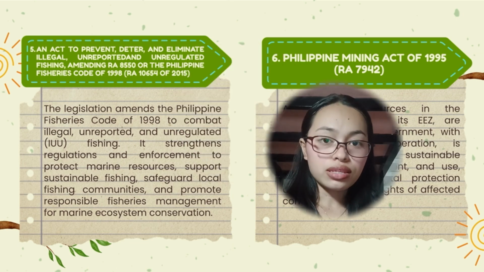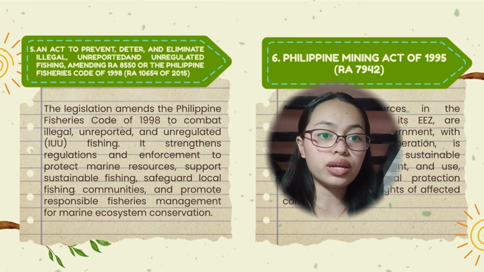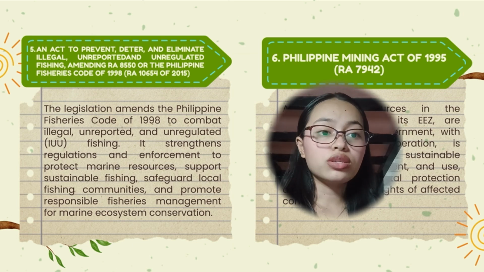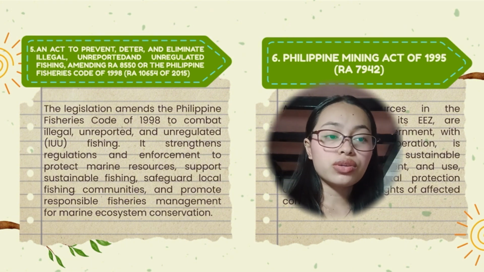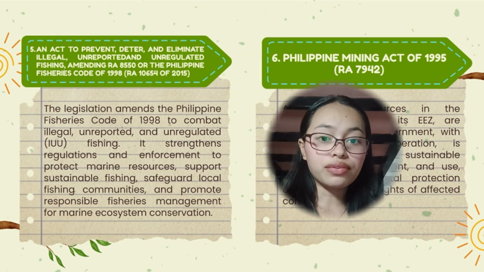So to address this, Republic Act 10654 strengthens the Philippine Fisheries Code by combating illegal fishing, promoting sustainable practices, and protecting marine ecosystems while supporting local communities. Beyond marine life, the Philippines also has diverse mountain ranges and landscapes rich in wildlife and minerals.